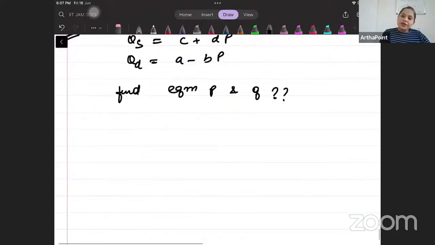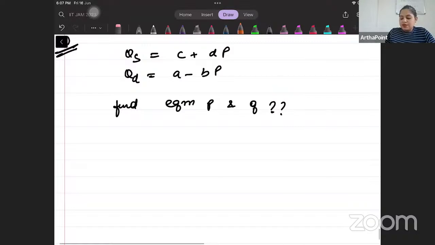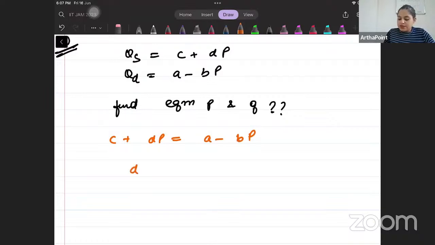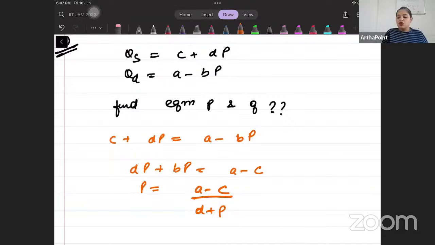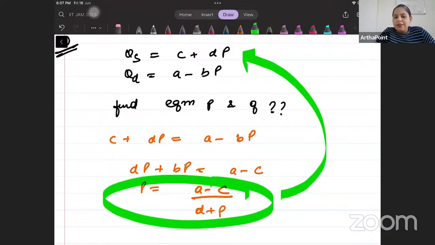So we will equate demand to supply. So what will we get? C plus dP is equal to A minus BP. So dP plus BP is equal to A minus C. So P will be A minus C upon D plus B. Now you have got the value of price. Put it in any equation and get quantity. I'm leaving that to you.